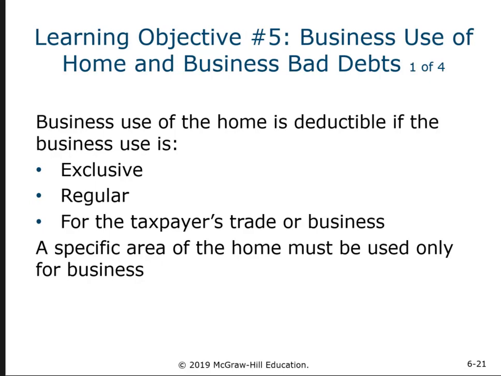Now, back to a big deal for a lot of businesses. I see a lot of these on the Schedule C, and that is the business use of your home. The law says that it must be exclusive, regular, and for the taxpayer's trade or business. It can't be a hobby, can't be for rental activity. It has to be a business. And so basically there's got to be a place in your house that you use only for business. That is the law.